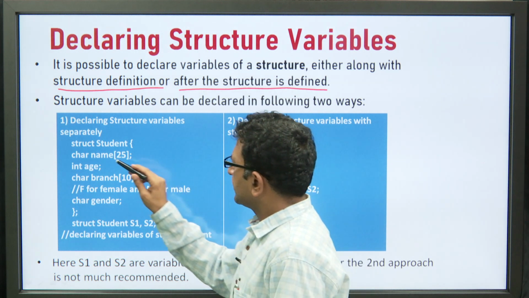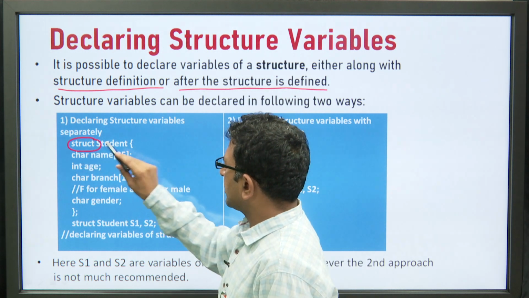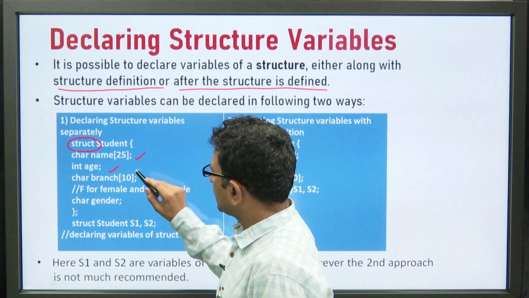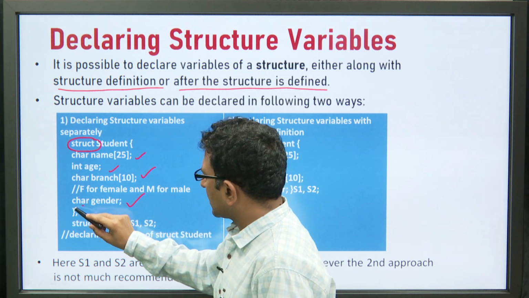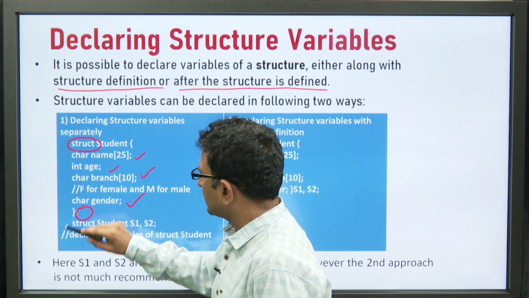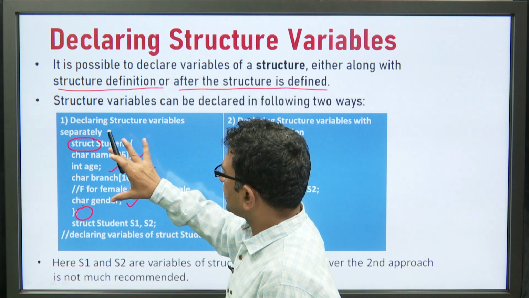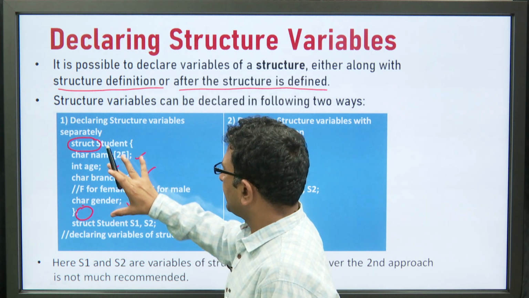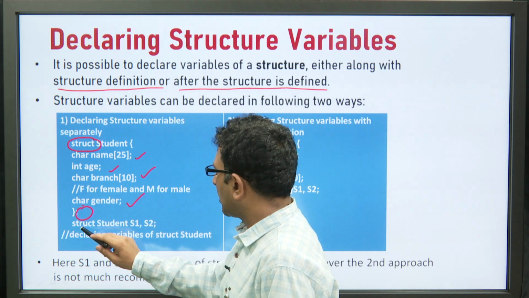Just see here, the structure definition starts from the keyword struct, then the structure name, then data members 1, 2, 3 and 4, and then the closing curly bracket and then the semicolon. Just see here, after this semicolon the definition of a struct is completed. Now, after completion of this definition, we are going to declare the structure variable outside this definition. How can we declare it?